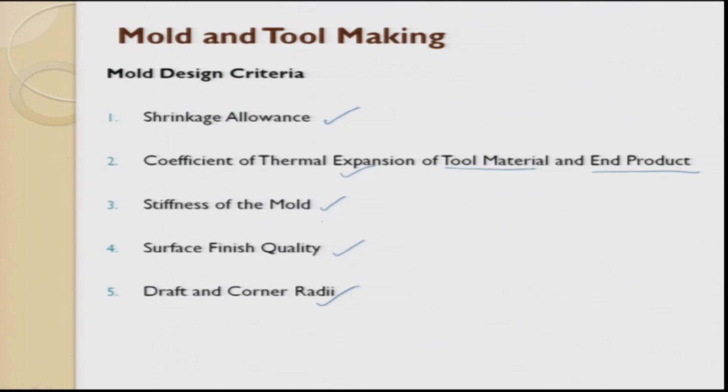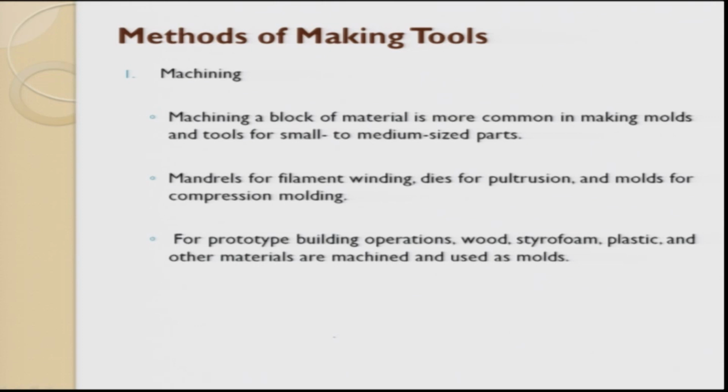Stiffness of the mold is very important when we talk about the very high pressures used for making the end product. Surface quality is very important. The draft and the corner radius are for releasing the part from the die. So, these are some of the mold design criteria which are to be considered while developing a product.